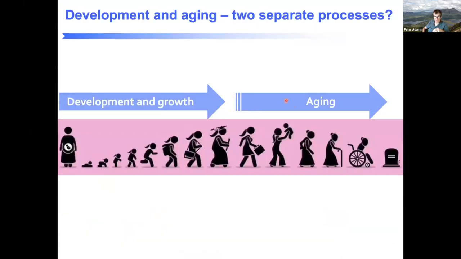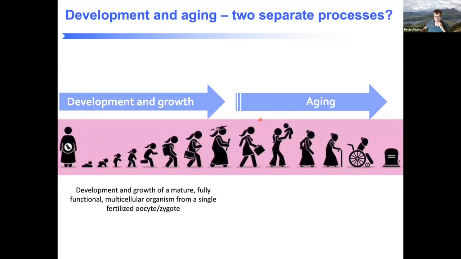So, my lab, we're very interested in the biology of aging. And aging and development are typically considered to be two quite separate processes, okay? So development is the development and growth of a mature, fully functional, multicellular organism from a single fertilized oocyte or zygote, typically thought to stop in adolescence or early adulthood. And then the process of aging takes over. And this is the decline in function and loss of resilience, increased risk of morbidity, disease, and death. Okay. And as I say, we generally view these as being two quite separate processes.